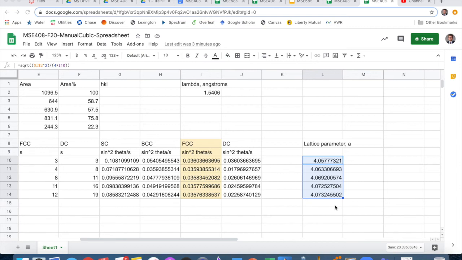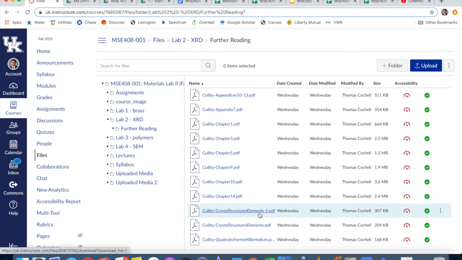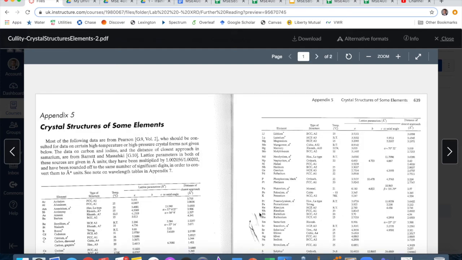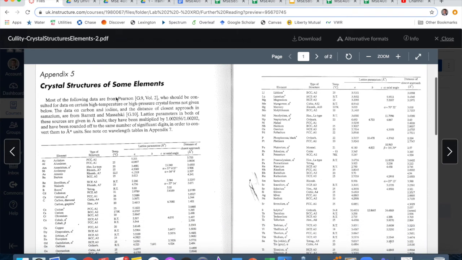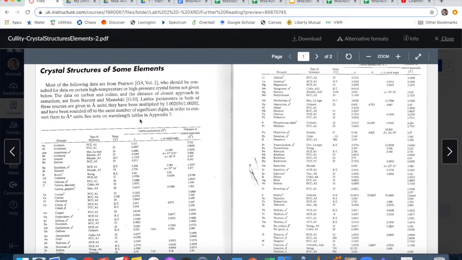All right, so let's say we got a lattice parameter of 4.07. We know that if our assumption is correct, it's FCC. And I told you in the setup for this exercise that this is an element. So what we're going to do is hop back over here and close this out. And then you'll see that I have some other tables here from Callister. So this table, in Appendix 5, gives you the crystal structures of some of the elements. And so if this material is an element, this is going to show us.